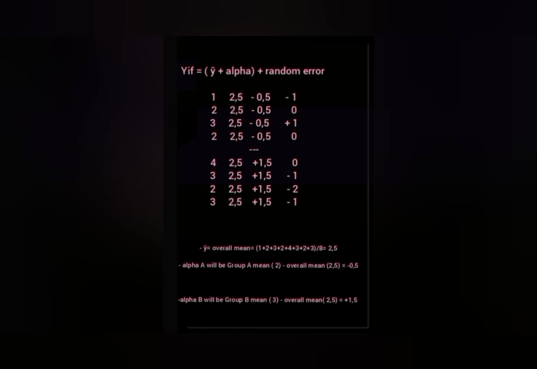The effect size, alpha, is determined by the difference between each group mean and the overall mean. So alpha A will be a decrease of 0.5 hour in expected pain relief time, and alpha B will be an increase of 0.5 hour in expected pain relief time.